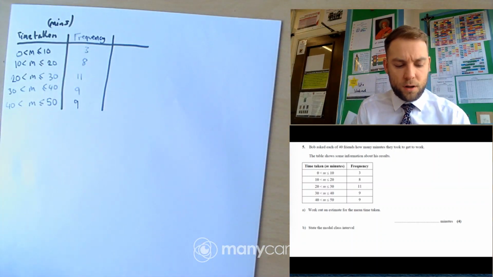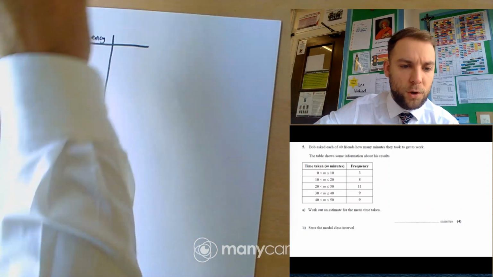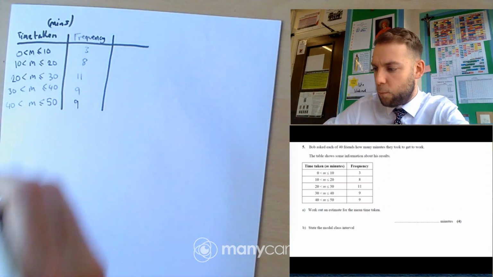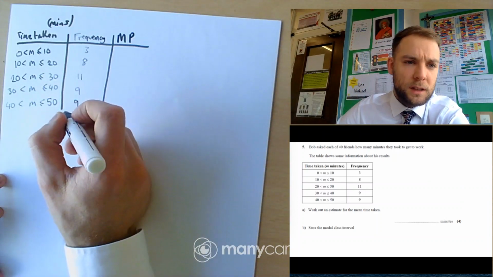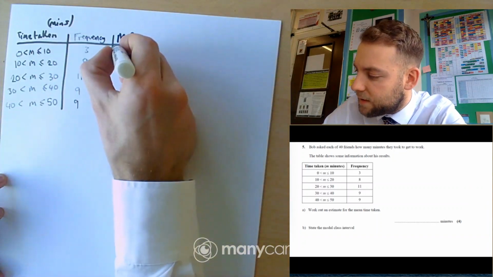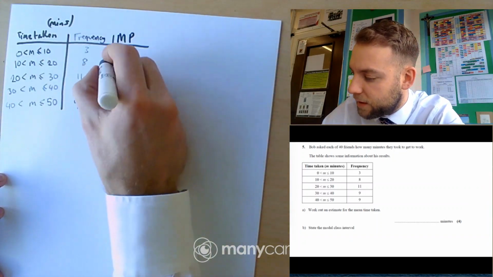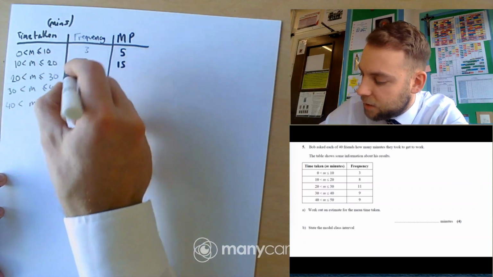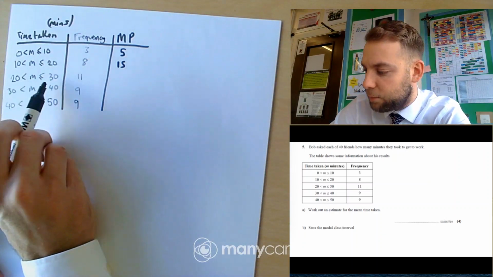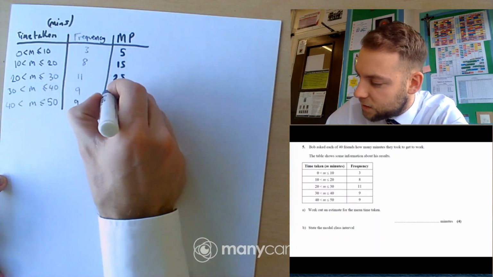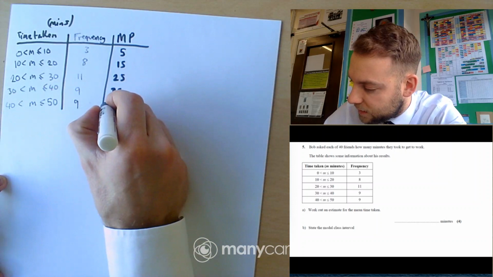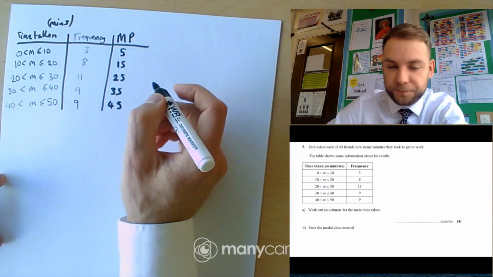So we already know here what we need. We need the midpoint, which is there. And the midpoint of these, the midpoint between 0 and 10 is 5. The midpoint between 10 and 20 is 15. Remember, if you're not sure what they are, you can add 20 plus 30, which is 50 divided by 2, which is 25. 30 to 40 is 35. 40 to 50 is equal to 45.